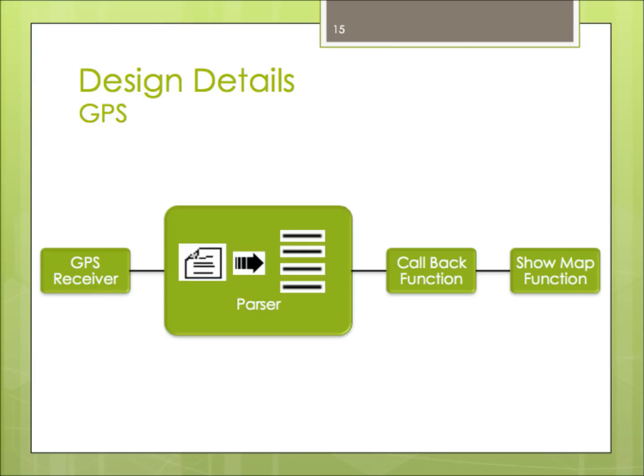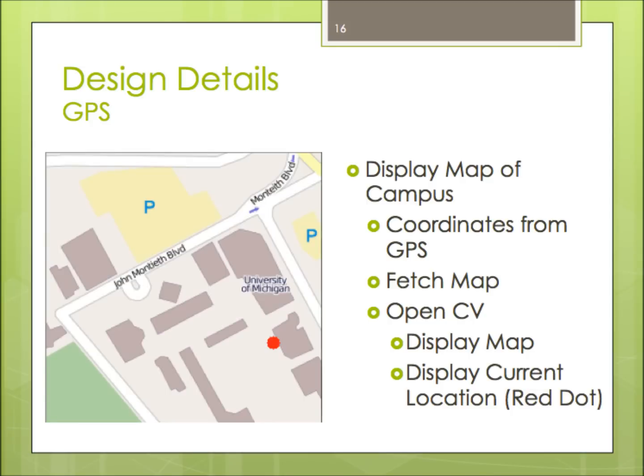Once the data is stored in a structure, it will enter a callback function, which continuously gets the data from the GPS at 10 Hz, or 10 times a second, and then it will display the map by entering the show map function. The GPS is used to display the map of campus. First, the program gets the coordinates from the GPS, then it fetches the map. Once the map is downloaded, the program uses OpenCV to display the map and the robot's current location, which is represented by the red dot.